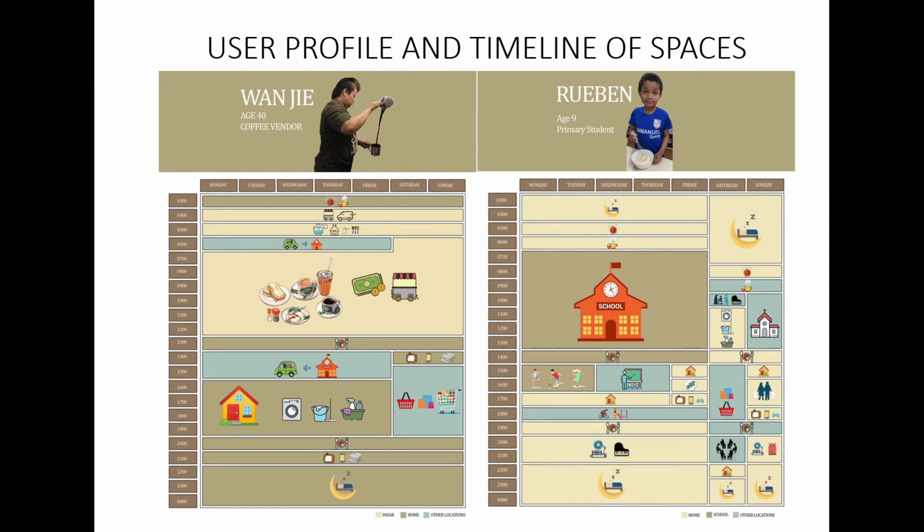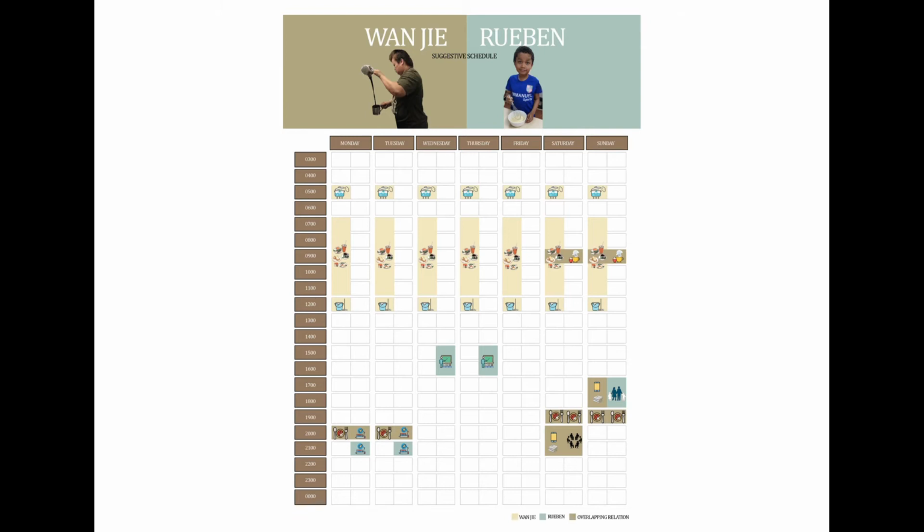Moving on, here is the user profile and timeline of the spaces. Basically these are my two users that I've chosen. One is Wante, the coffee vendor, and one is Ruben, the primary student. This is the point that we should focus on, which is the suggestive schedule. As you can see here, this dark brown color is the time where both users will be overlapping and using the community space together. This is just our suggestion.